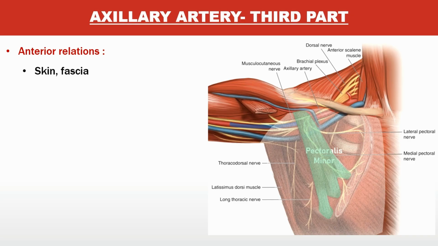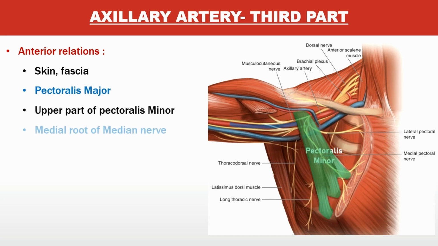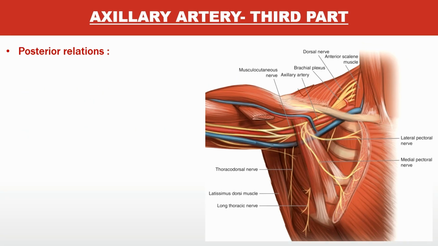The upper half of the third part has pectoralis major and the medial root of the median nerve. Okay? Again, this is from your brachial plexus. Posteriorly, what are the structures? Now, what you can see here, mostly we have the nerves related, right? So now the relation is more with what? The branches of the brachial plexus. मतलब इसके ऊपर क्या था? Up to the second part we had a relation with the cords of the brachial plexus. Now in the third part we have relation with the branches of the brachial plexus.